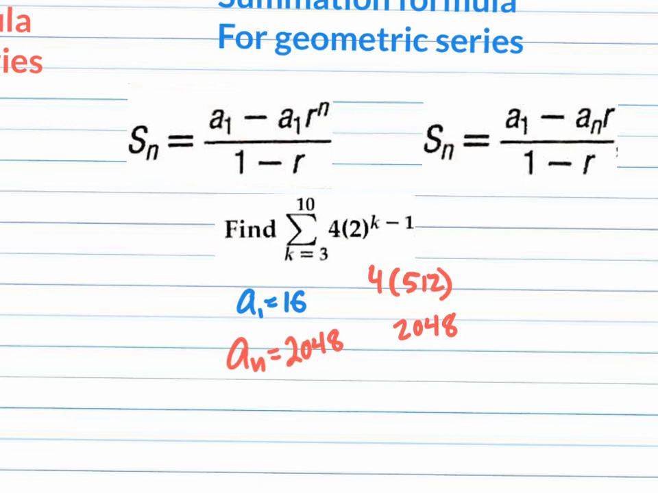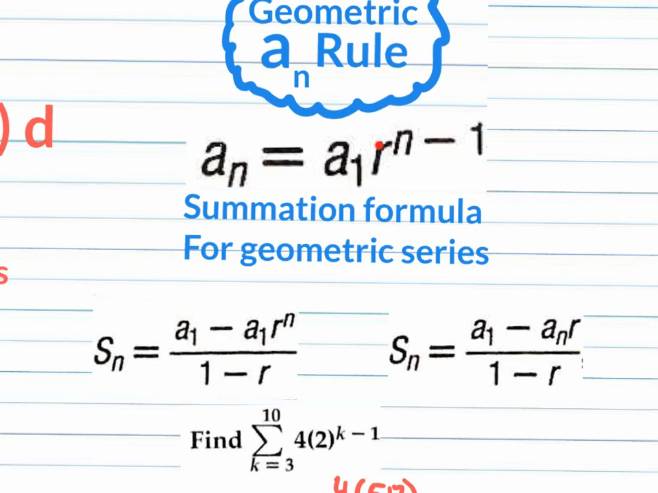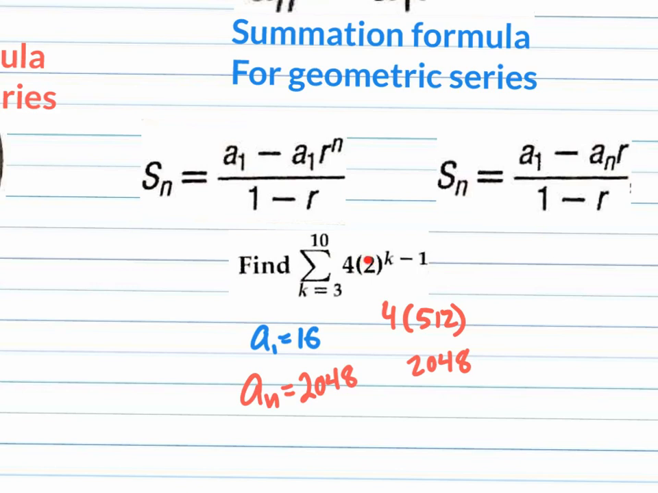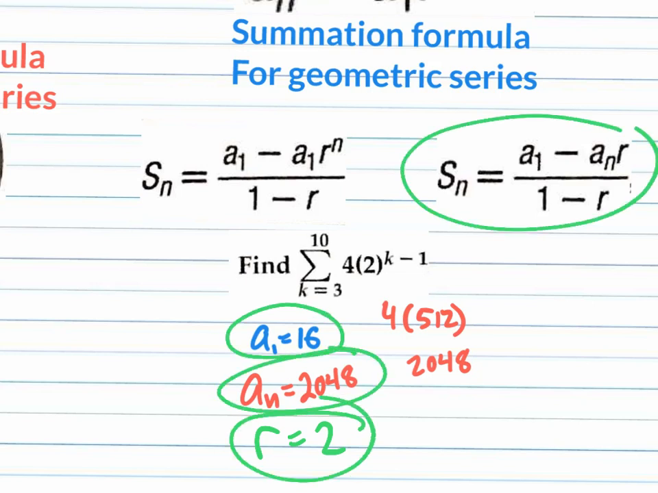Okay. Again, we found the first number by plugging in 3, working it out. I didn't really show my work, I just explained it. And then I took the last number, 10, plugged it in. 10 minus 1 is 9. 2 to the 9th is 512. 4 times 512 is 2048. That's my last number. So if I wanted to use this formula over here, I have my a sub 1, it's 16. I have my a sub n, that's 2048. And I could also find my r, knowing that the r is going to be the base of the exponent situation. So what is the base of the exponent situation? It's 2. So I know that my r is 2. So here's all the information that we need to plug in to use this formula over here.